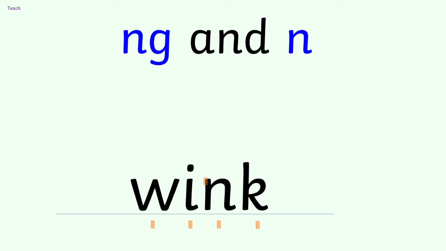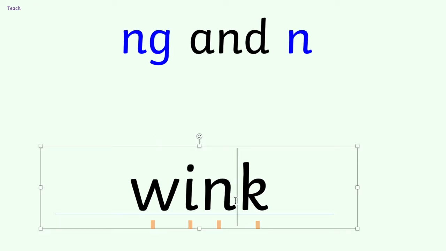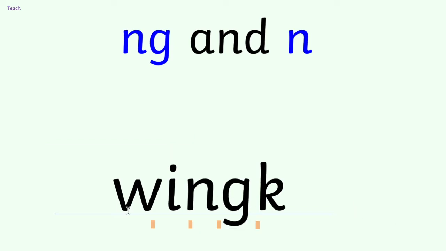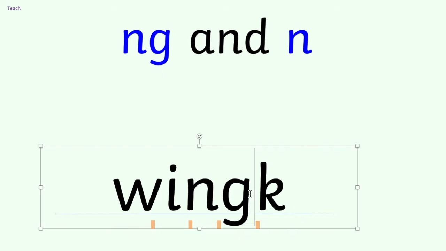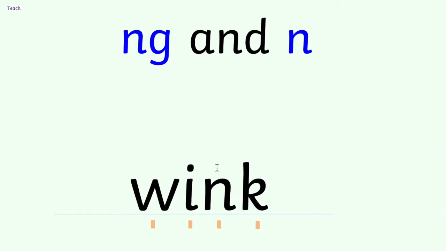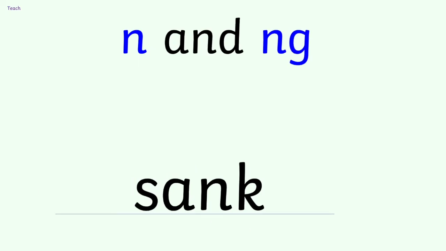You can hear that this N sounds very much like an NG, ng. You can imagine the word, although this is not how you spell it, being spelt like this. W, i, ng, k, wink. But actually we don't need that G in there. The N by itself makes the ng sound. Why don't you have a go at this word? Click pause here and have a go at reading it.